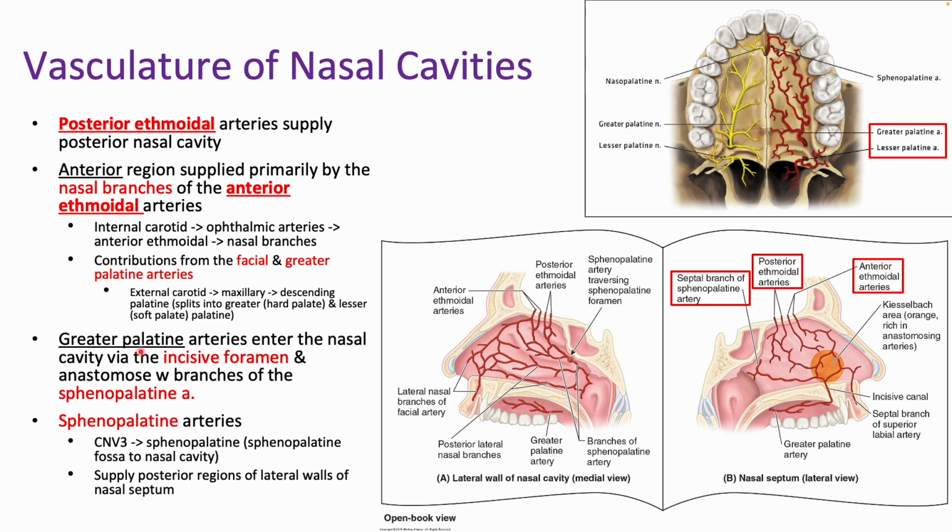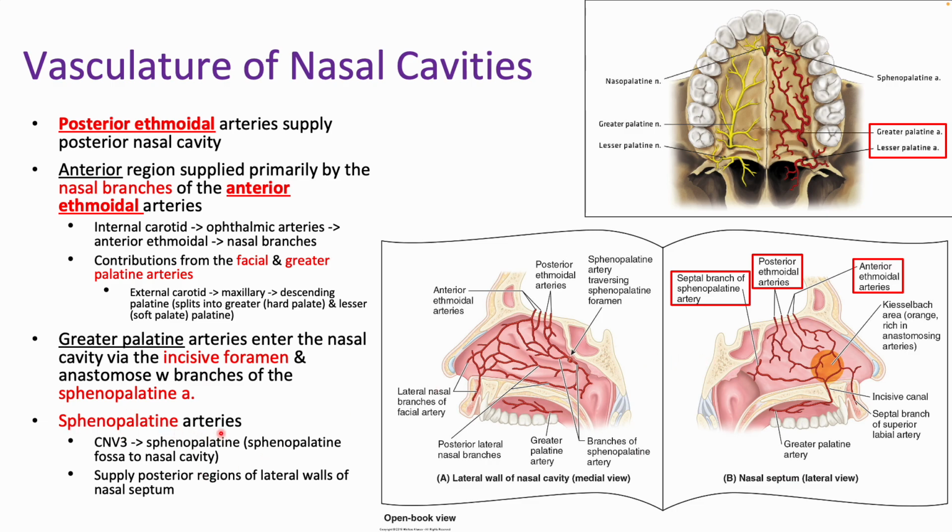And so the greater palatine arteries, the greater up here, it's going to travel up, and then it's going to enter the nasal cavity via this foramen right here, which is the incisive foramen, where it's going to anastomose with sphenopalatine arteries. And you can see that here, the sphenopalatine arteries are coming here. So here is the incisive canal, that's right here. And so you can see the greater palatine coming up where it's going to anastomose and then go over here.